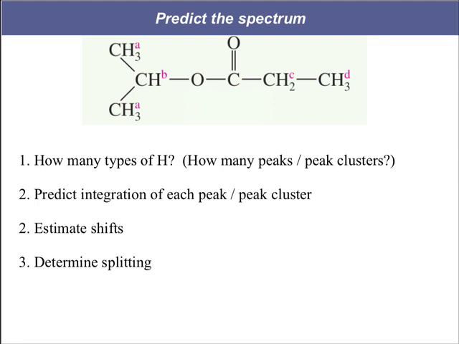First, I like to think about how many types of H's we have. That's going to tell us how many peaks or peak clusters we're going to see on our spectrum. Now, they've labeled it for us, so it should be pretty easy, but you should be able to figure this out regardless. We've got 4 different types of hydrogens.